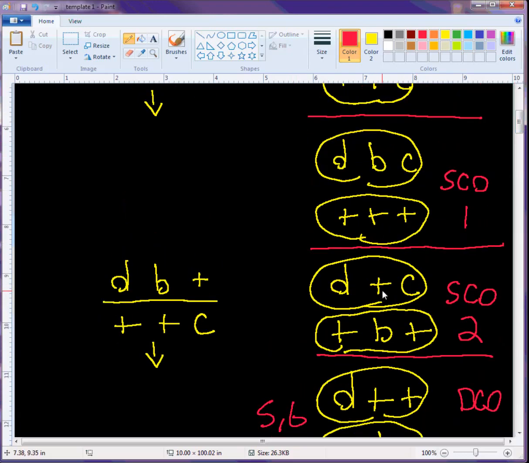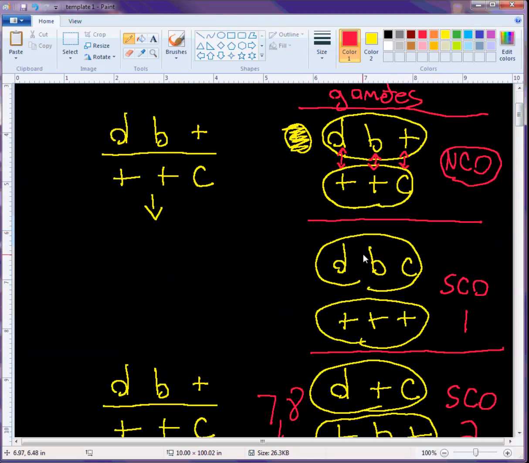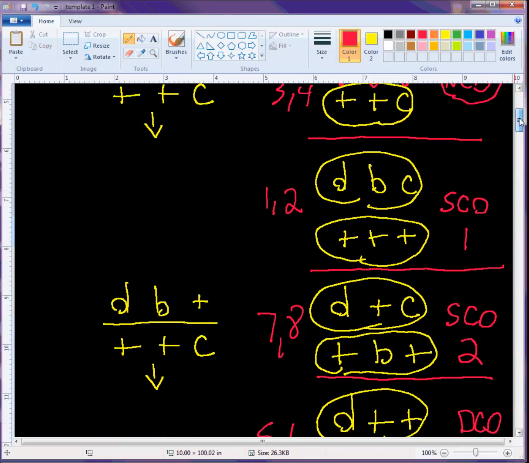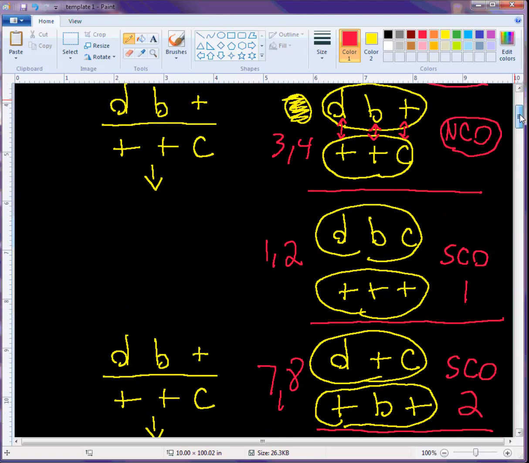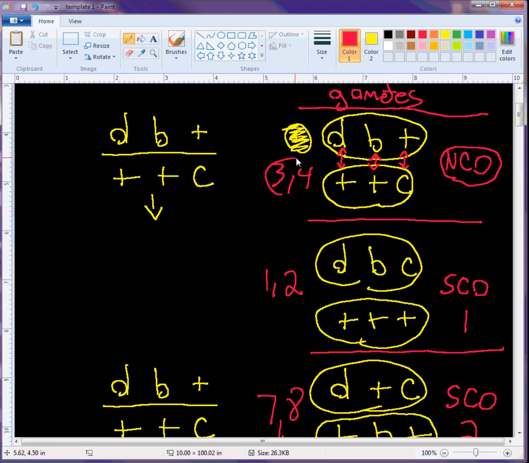These are numbered D plus C 7 and 8. These are 1 and 2, and these are 3 and 4. Okay, so the next part of this question, before looking at female B, was to determine the relative order of the gametes resulting in this female right here.